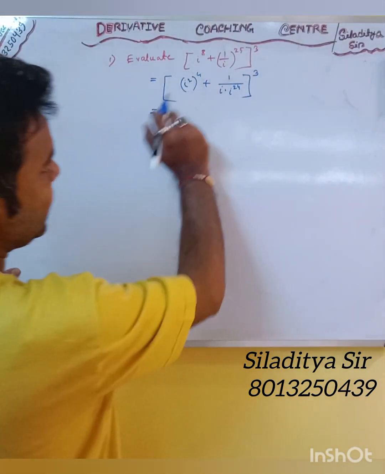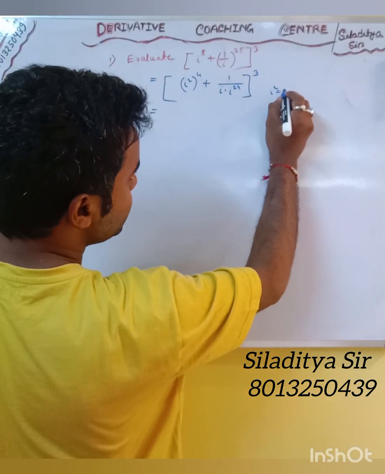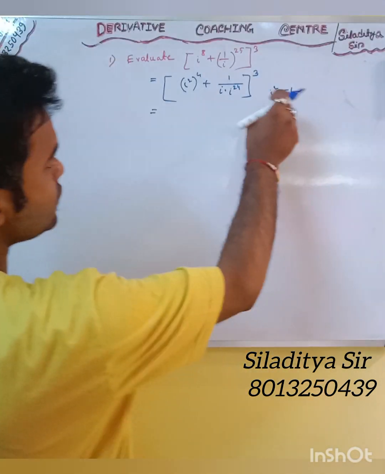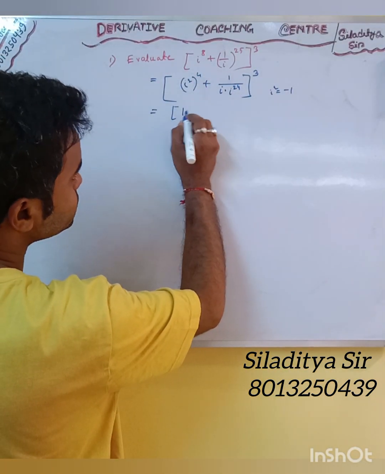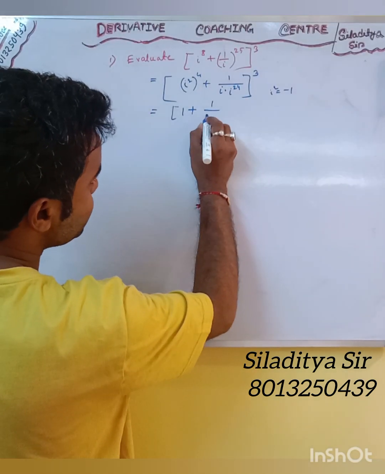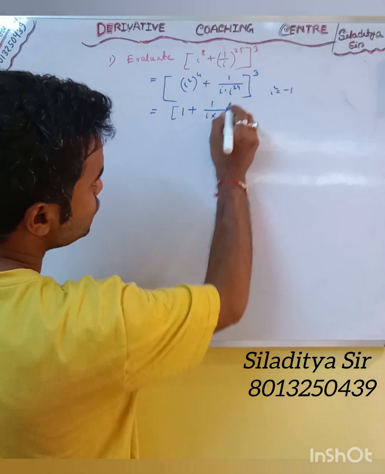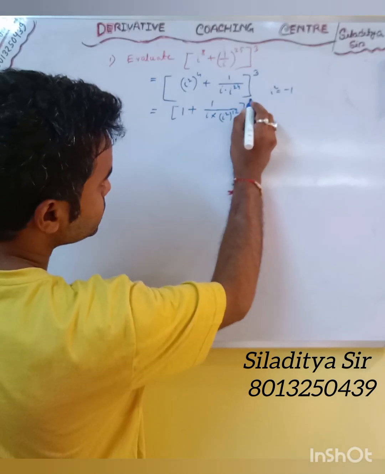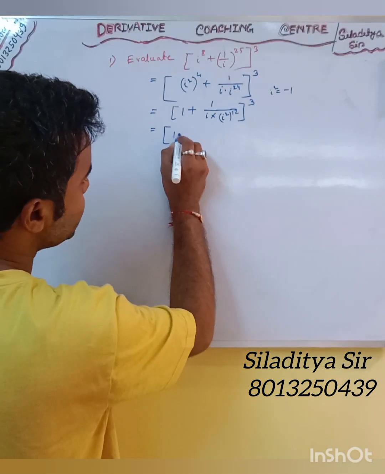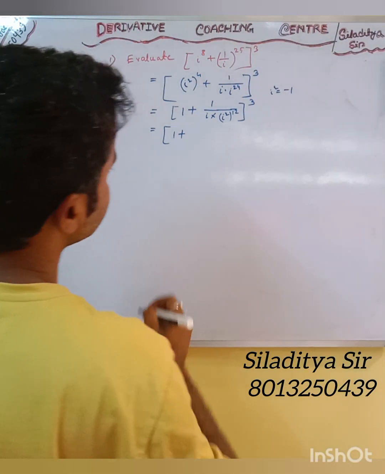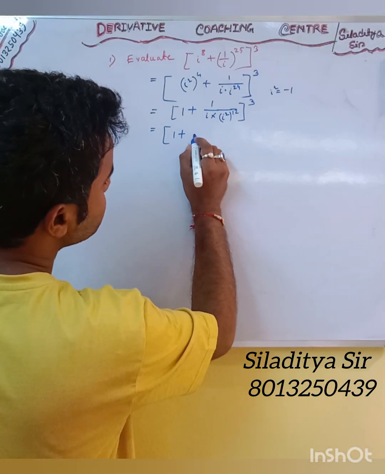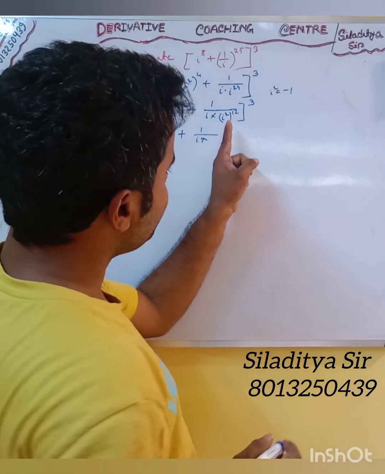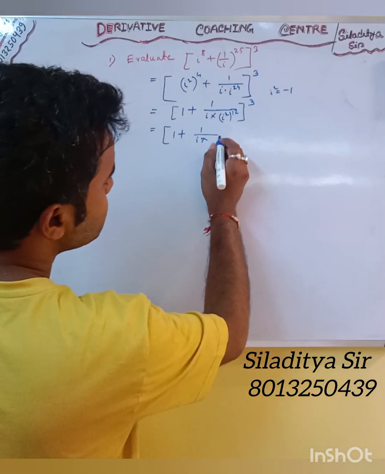So what is the value of i square? i square equals minus 1, and whole to the power 4 means the power is an even number, so minus 1 whole to the power 4 means 1, plus 1 by i, and i to the power 25 means i squared to the power 12. So that is 1 plus 1 by i, and i square means minus 1 to the power 12, that is 1.